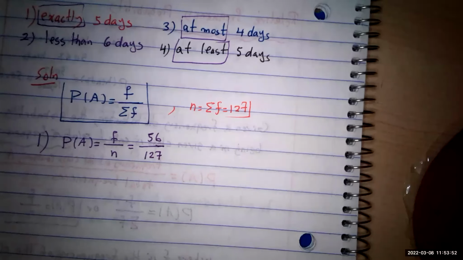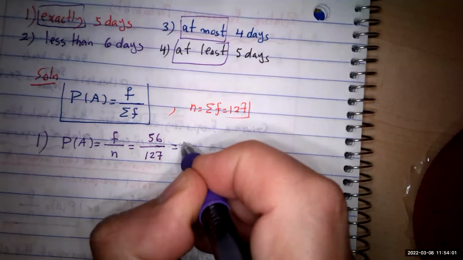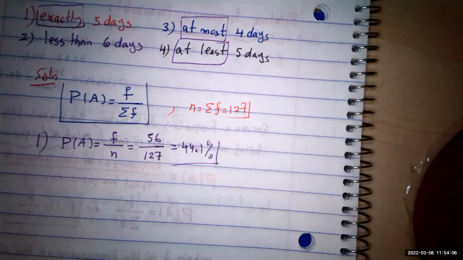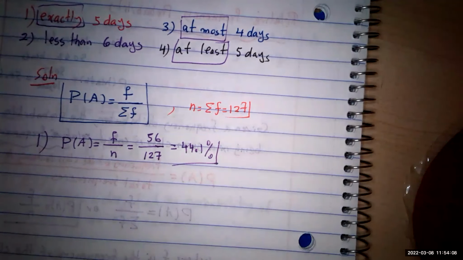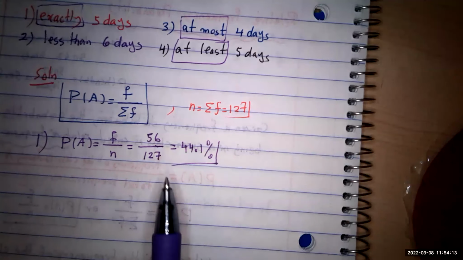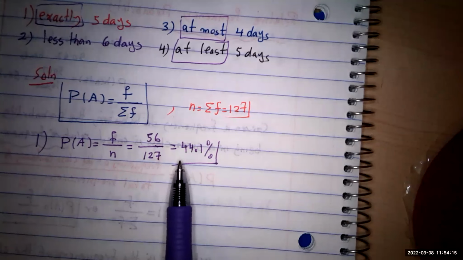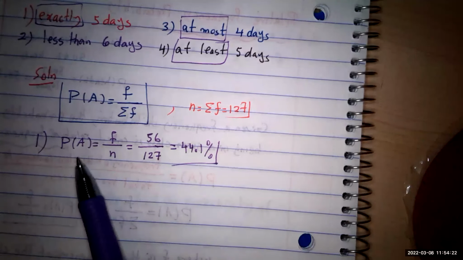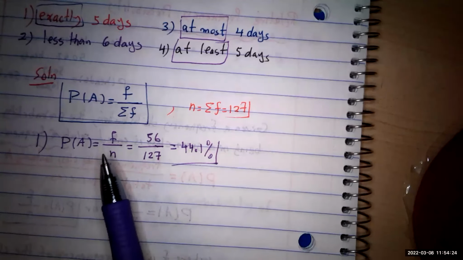You cannot simplify it, you can leave it as is, but if you use your calculator, give us the percent, that gives you a better idea. So it's going to be 44%, or 44.1%. We can run it if you like. It's not a big deal for this case. So this means if you check one of the patients, there is a 44% chance that the patient stays in hospital exactly 5 days.